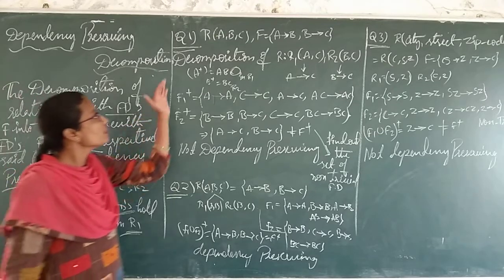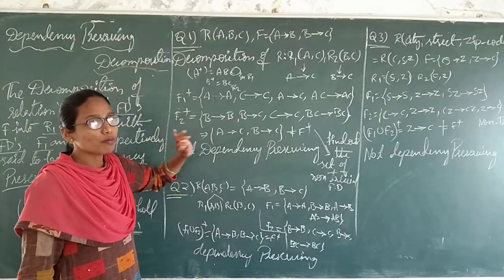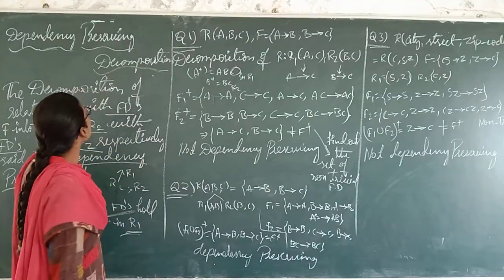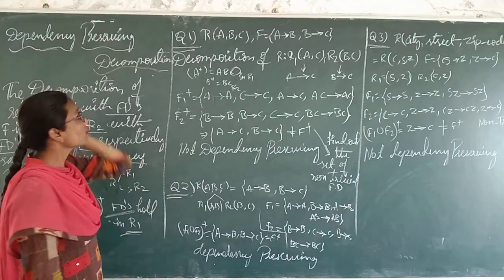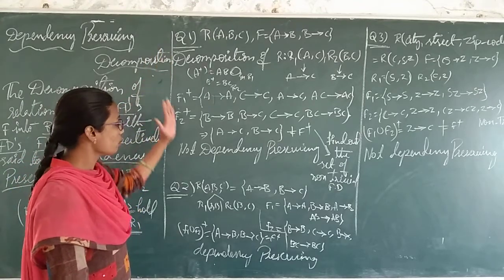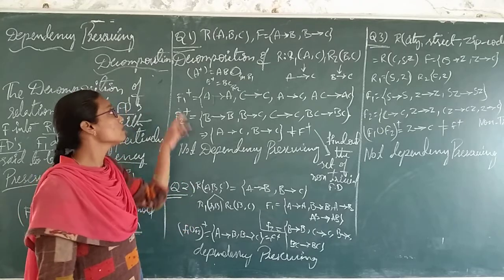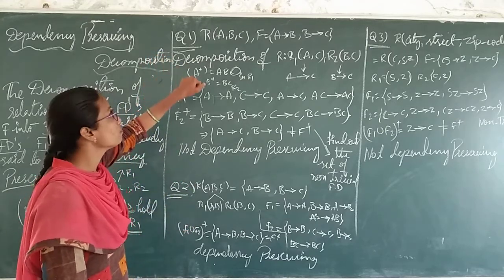Next we have some problems. We know clearly about dependency preserving decomposition, and we know clearly from all these examples. Here we have a total of 3 questions. Let's see the first one.